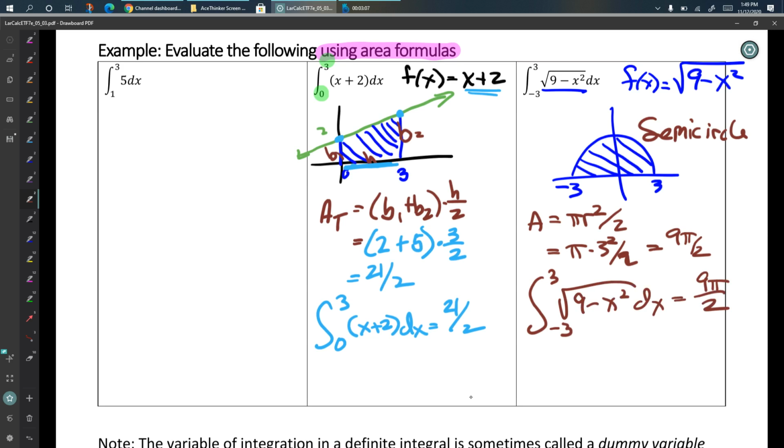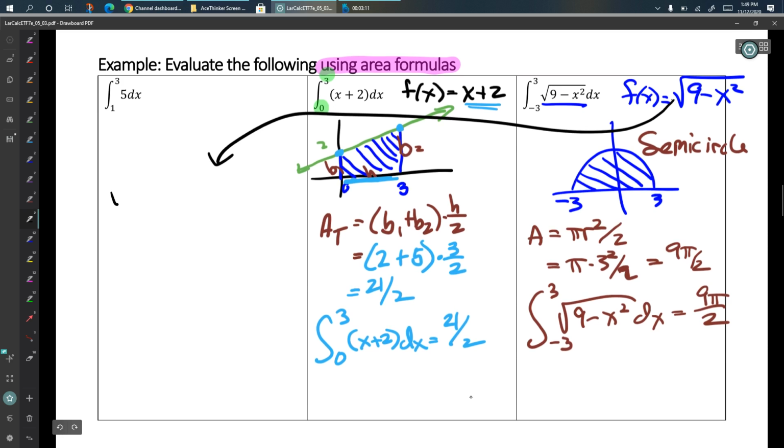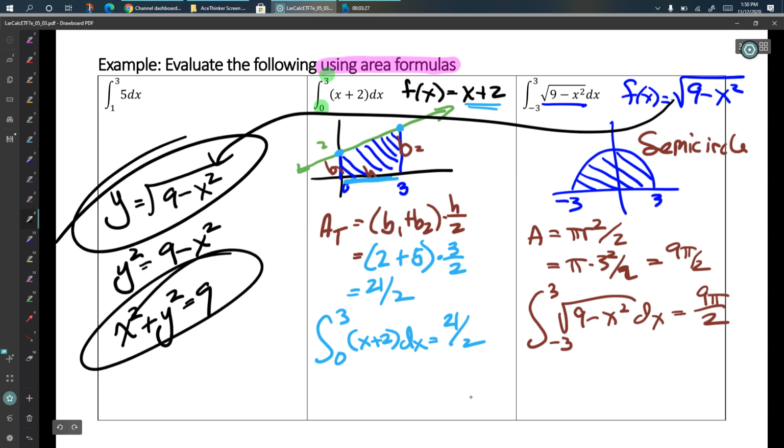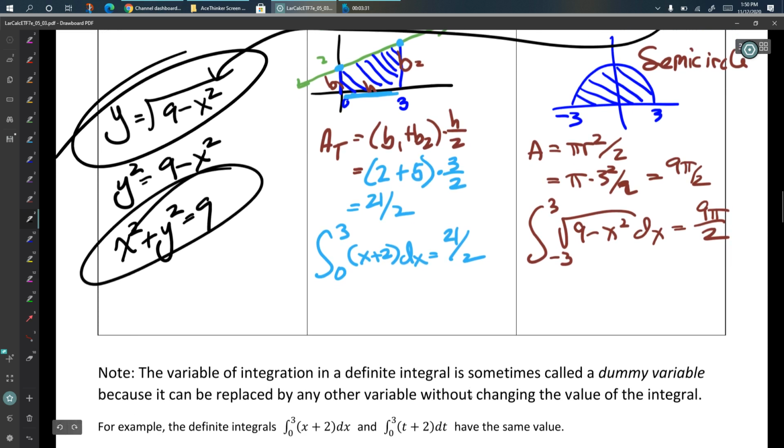Now, if you're wondering about the algebra of that, if y equals the square root of 9 minus x squared, then, squaring both sides, y squared equals 9 minus x squared. Move the x squared over, and you get a circle, top half of the circle. If you wanted the bottom half, you just take the negative root.